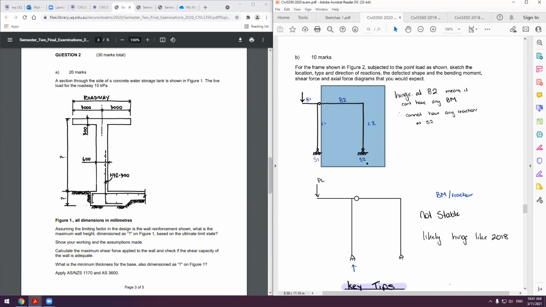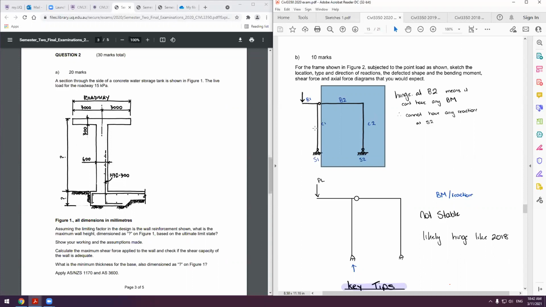We also can't have a horizontal reaction at support 2, because that would create a moment in column 2, and because it's a fixed frame, it would induce a moment into beam 2. Which means that essentially beam 2 and column 2 have no forces, no loads through them.